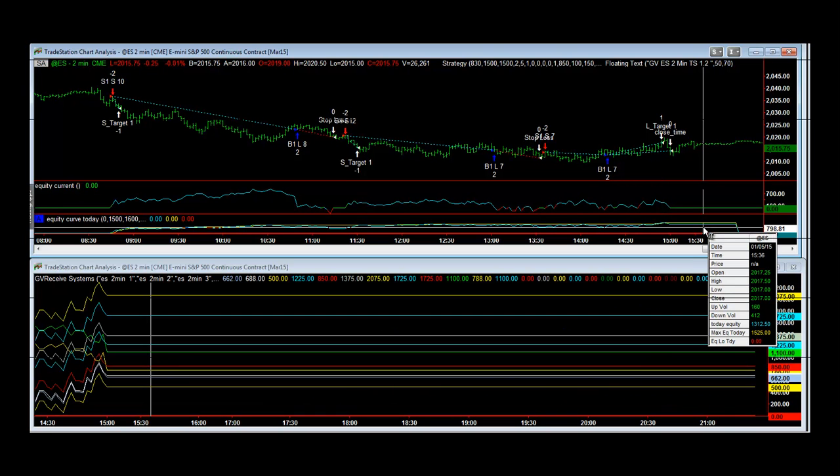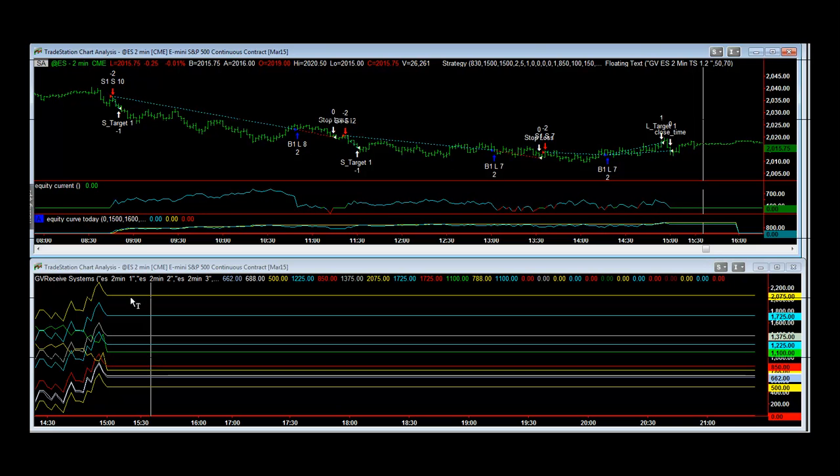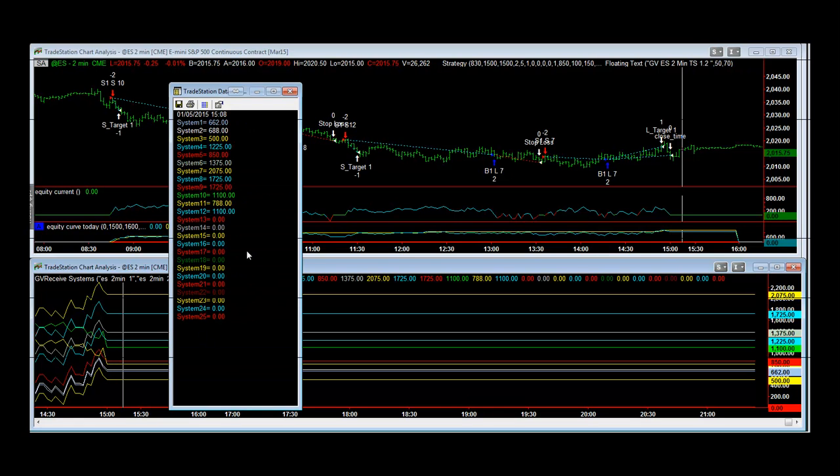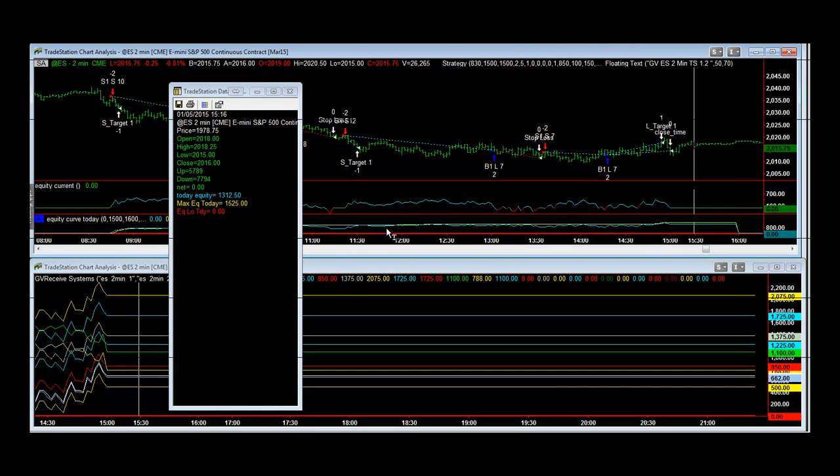Now this system actually made $1,312, whereas our top system down here, when it was all over, only made a little over 2,000. System 7 made 2,000. On this situation, we had 1,312.50. You're not ever going to get the maximum. Unless, well, you can.